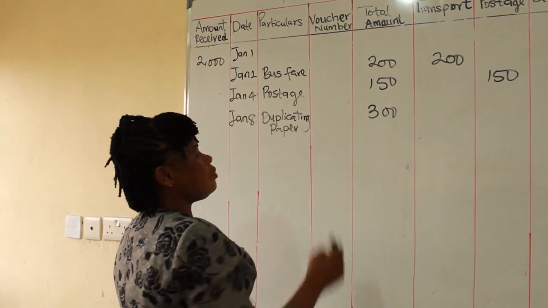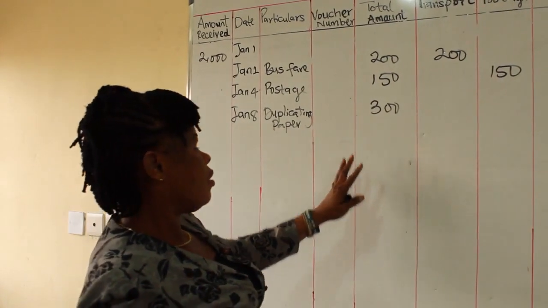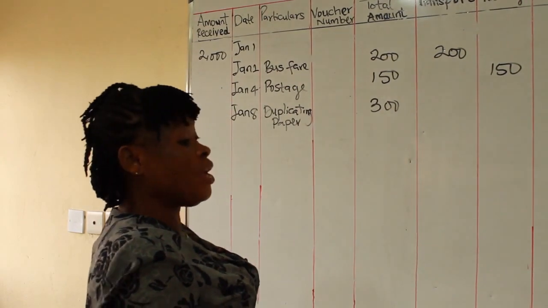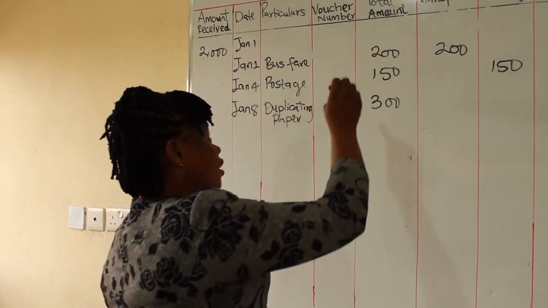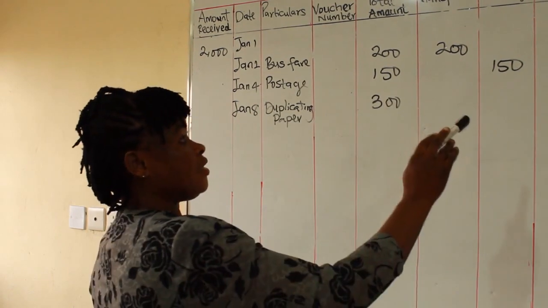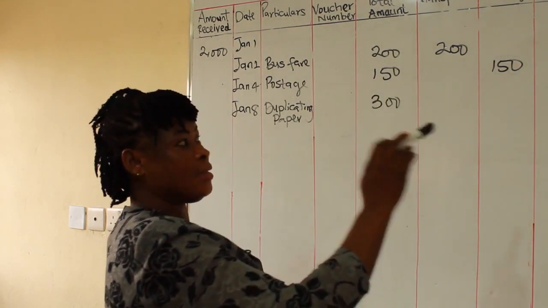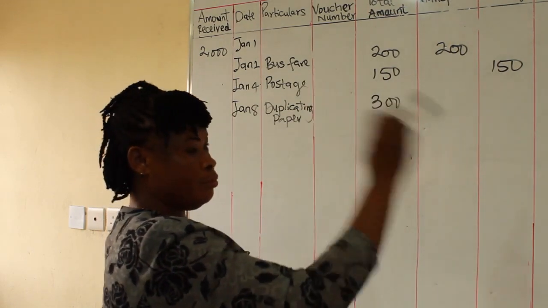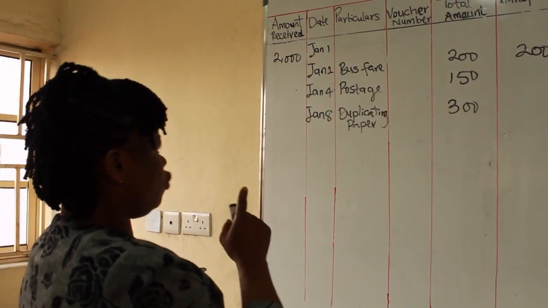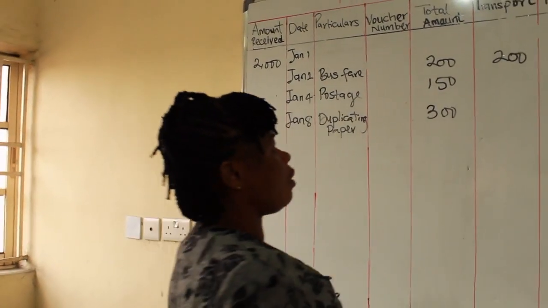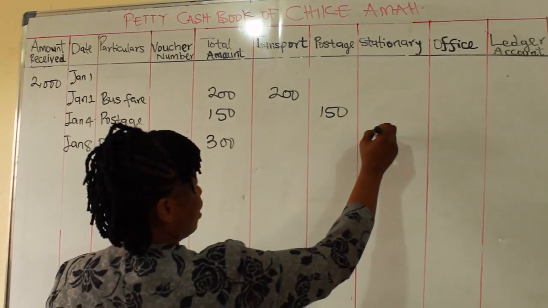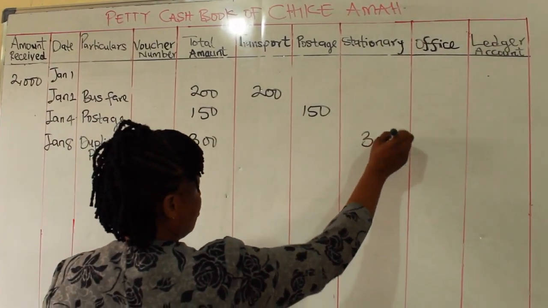Remember, you are bringing all the amounts first on the total column. You post it here first before you take it to the particular column where that particular transaction belongs. All right. Duplicating paper belongs on the stationery column. Therefore, we'll bring the 300 naira here.